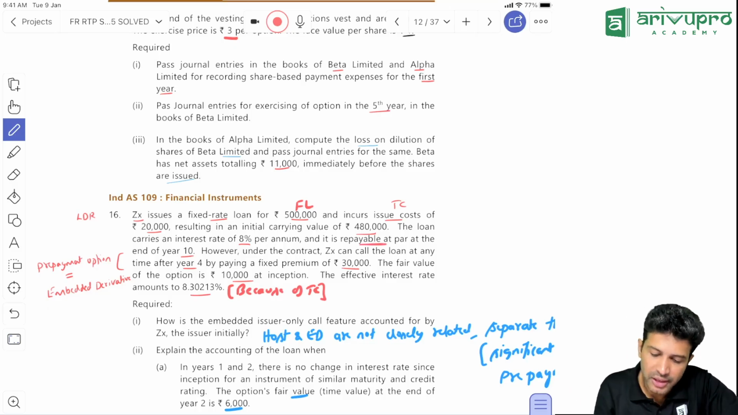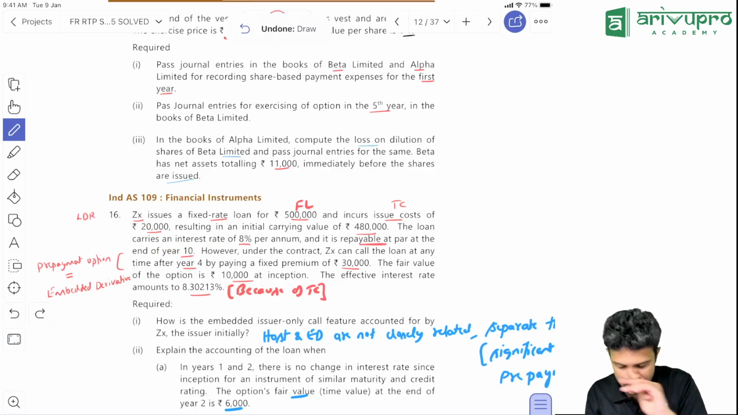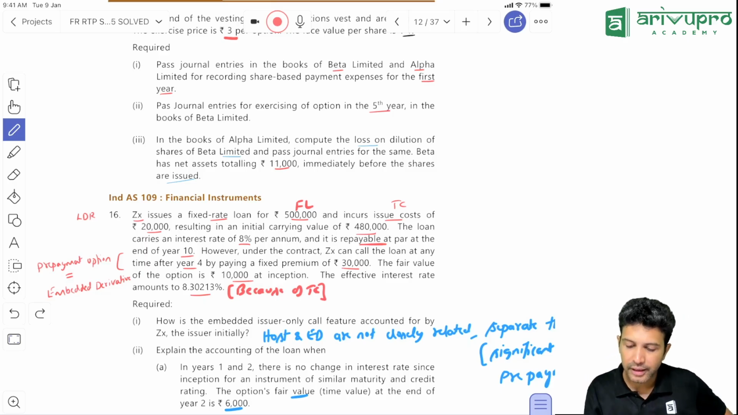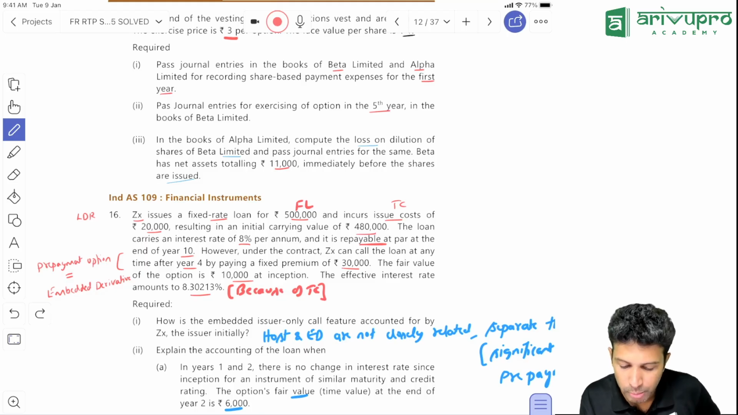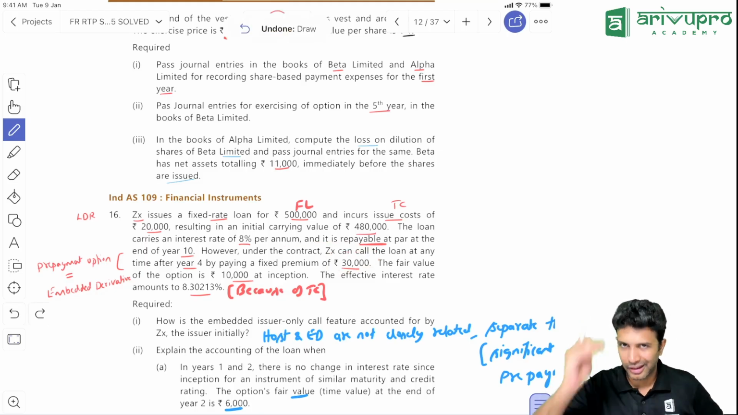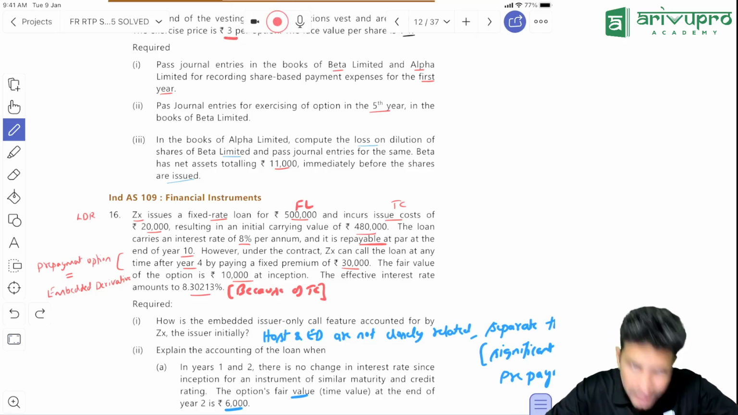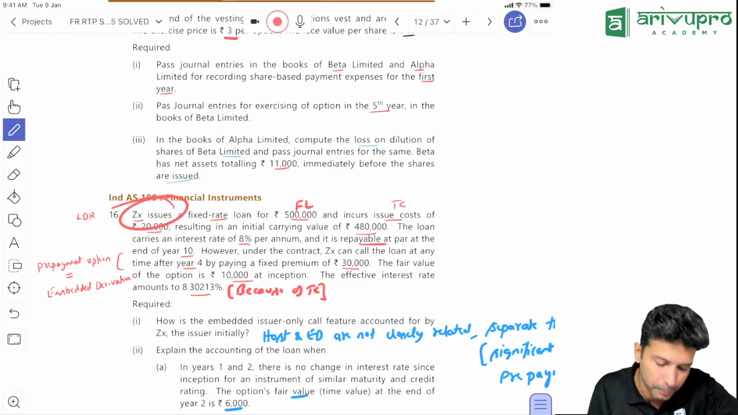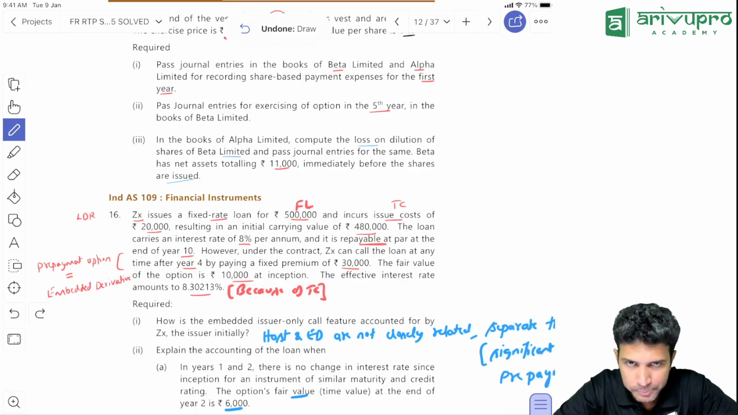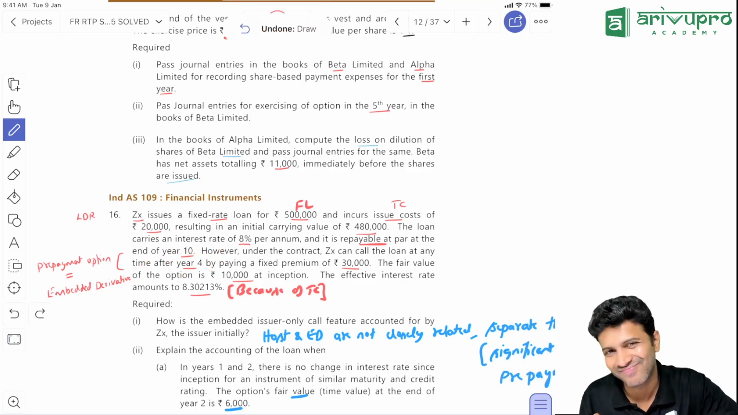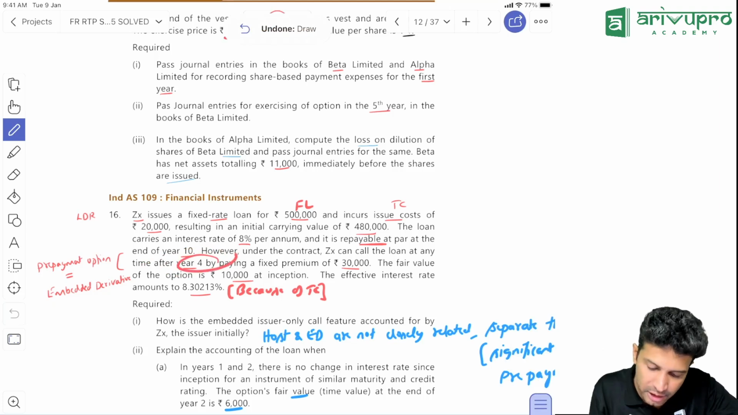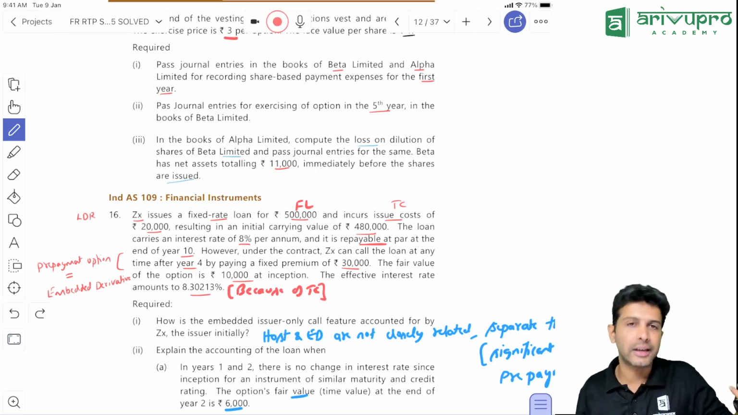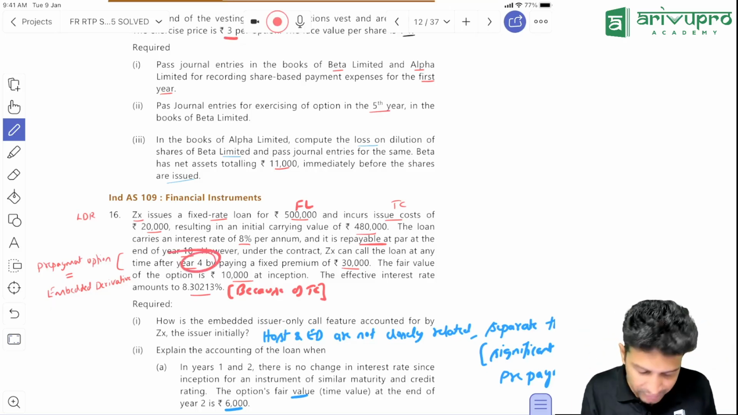The loan is repayable at par at the end of the tenth year. So 10 years is the total duration of this particular loan. However, under the contract, ZX can call the loan at any time after year 4 by paying a fixed premium of 30,000. The duration mentioned in the agreement is 10 years. But if the company wants, they can repay this loan any time after year 4. For the first 4 years, they can't. Anytime after year 4, the company can repay on their own. So they don't have to wait till 10 years. They can repay by 10 years only. Fine.